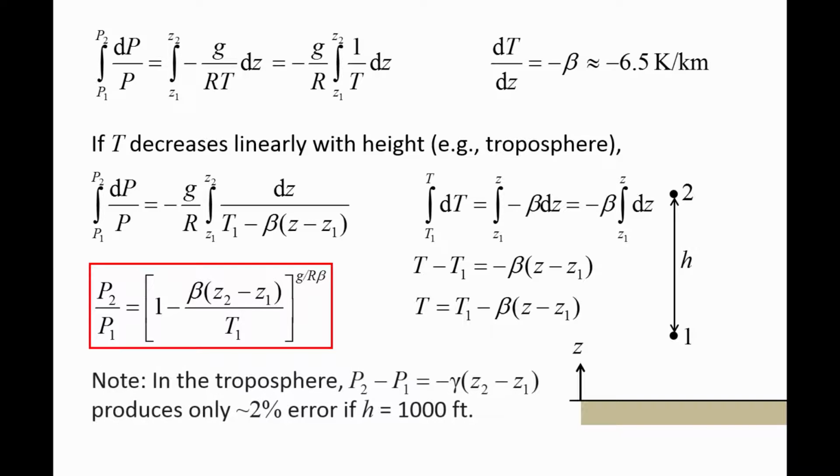It should be noted that the equation used to predict pressure changes in incompressible fluids works reasonably well in the troposphere if the altitude difference is not too great. For example, for a height difference of 1,000 feet, using the incompressible equation produces only a 2% error from the equation shown in red on this screen.